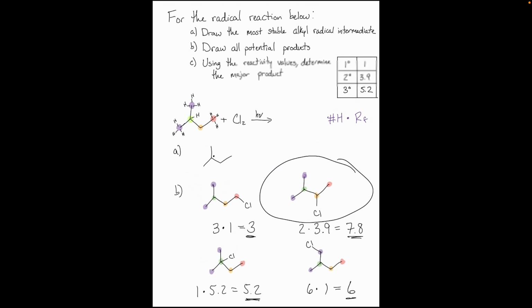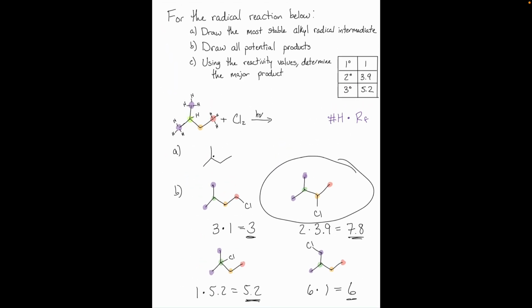All right, so this is a good summary of what we would expect to be able to do from that reaction that we learned, those radical chlorination reactions. Draw the most stable intermediate, figure out how many potential products there are, and then lastly, identify which one of those potential products is our major product.